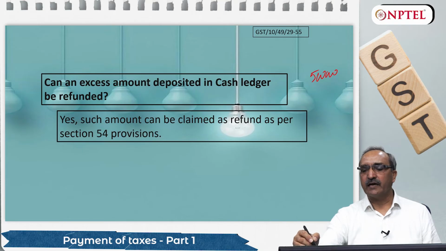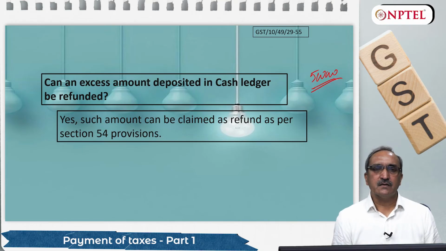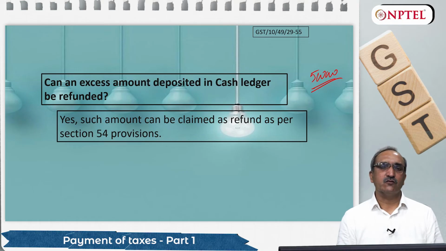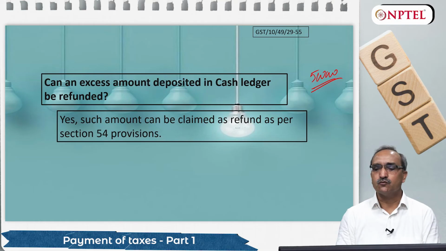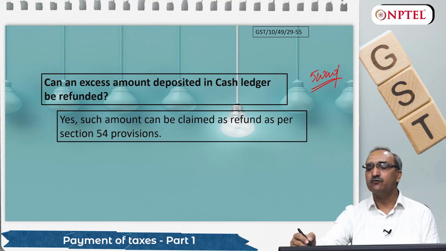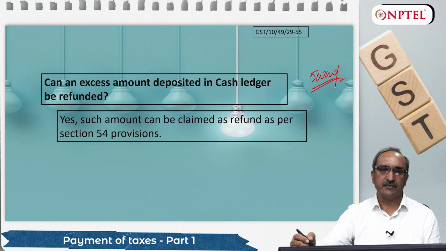5 lakh rupees cash immediately because you have violated the provisions of the law or you have wrongly availed ITC. And now ITC is not there in your electronic credit ledger. Then the department asks you to deposit 5 lakh rupees immediately and you have deposited it through generating a challan.